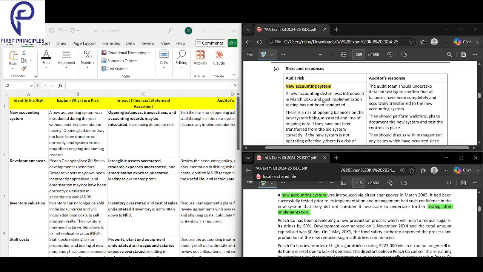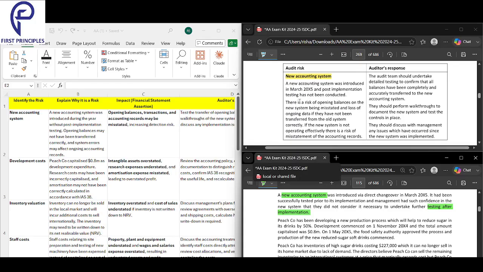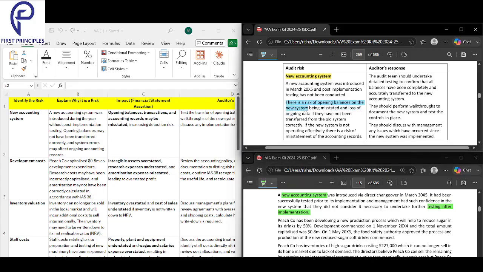Why is it a risk? There is a risk of the opening balance of the new system being wrong and loss of ongoing data. When you have transferred from the old system to the new system, some data would have fallen out. So after implementation also, you should have tested it.